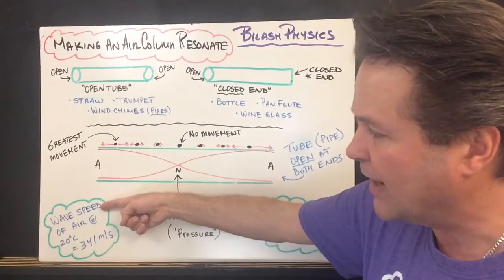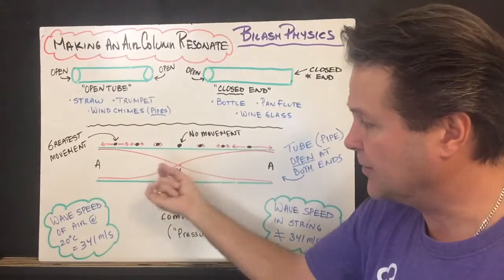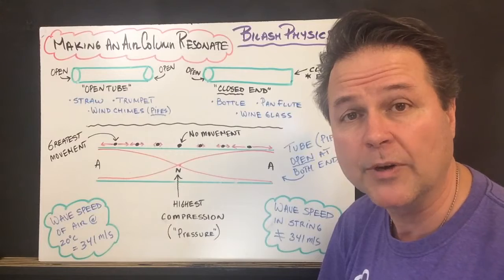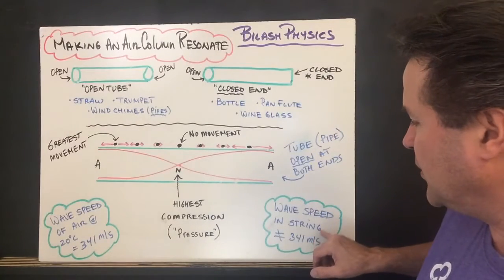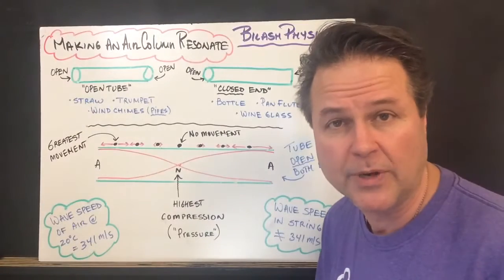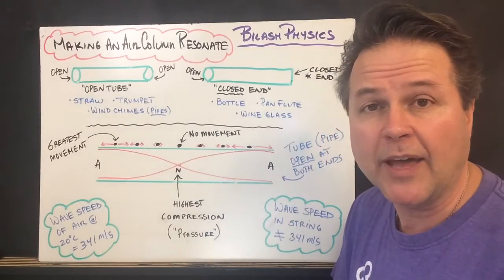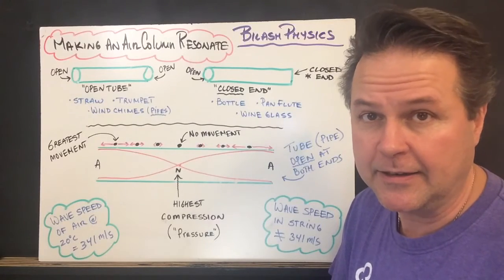Just a reminder, wave speed of air, we're talking about air vibrating inside the column. At 20 degrees Celsius, it has a speed of 341 meters per second. In contrast to that, the wave speed in a string is not 340 meters per second. Generally, we know that waves travel faster in solids than in air.